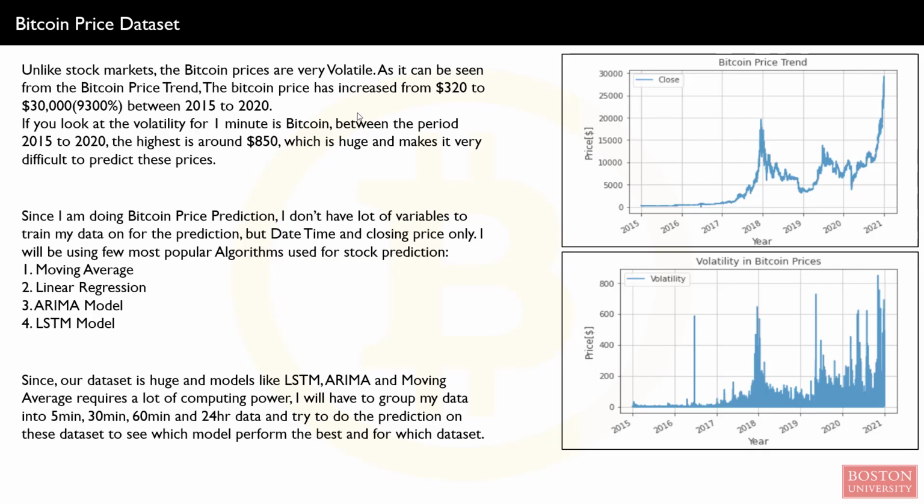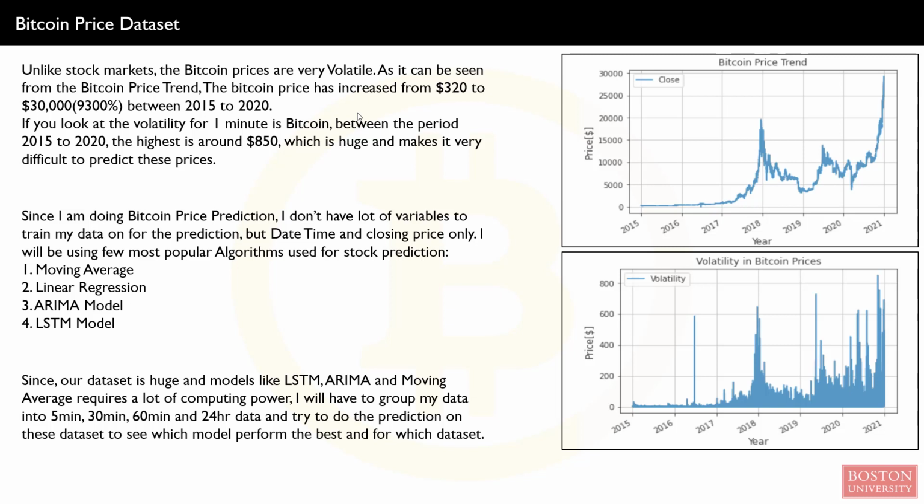The dataset I used was 1-minute data for Bitcoin from 2015 to 2020. I used 4 years of data from 2015 to 2020 to train my model on, and I predicted the 2020 values. The Bitcoin price increased from $320 to almost $30,000 in this period, which was almost 9,300% of growth. Best investment ever if you did it at the right time.